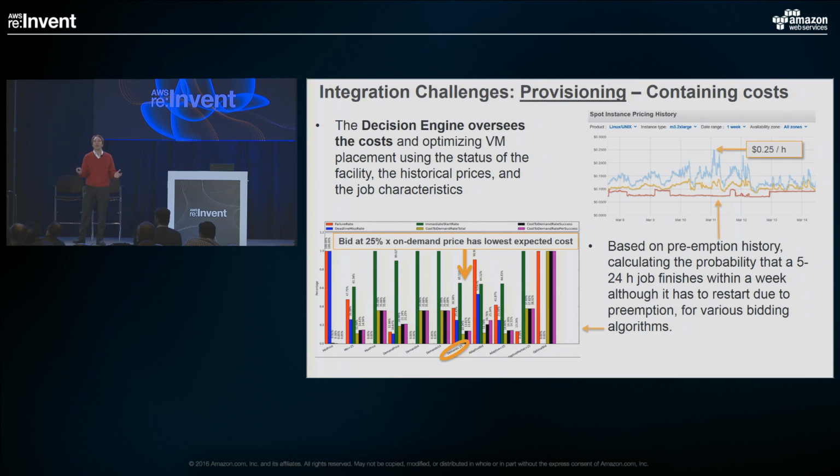So we say we have a 5-hour job, and suppose that we want to run this in a week. Can I find a window of time of 5 hours where my job finishes and doesn't need to restart all over again? What is the bidding strategy that optimizes my chance of success and minimizes my cost? We did all the analysis, and in the end, for us, it turns out that bidding at 25% of on-demand is the best solution, rather than even being more adaptive or dynamic with the bidding strategy.